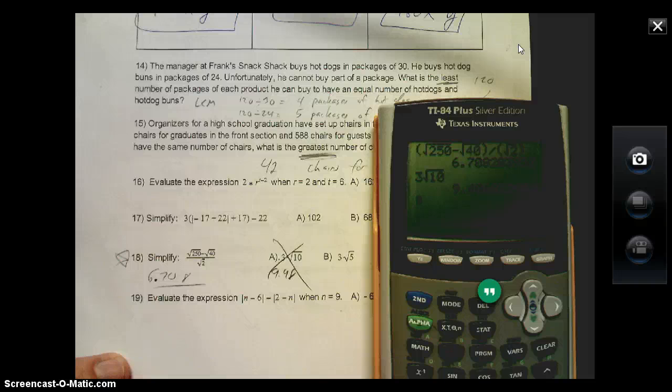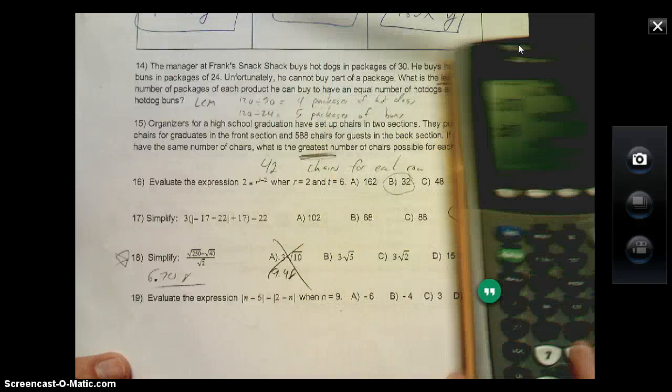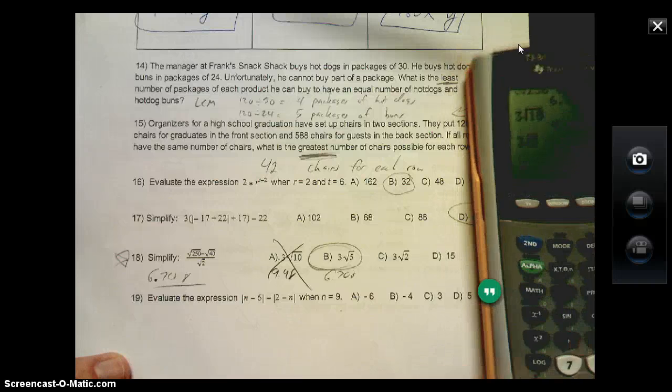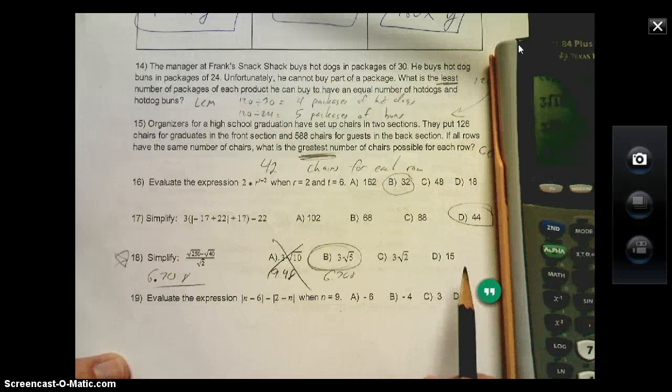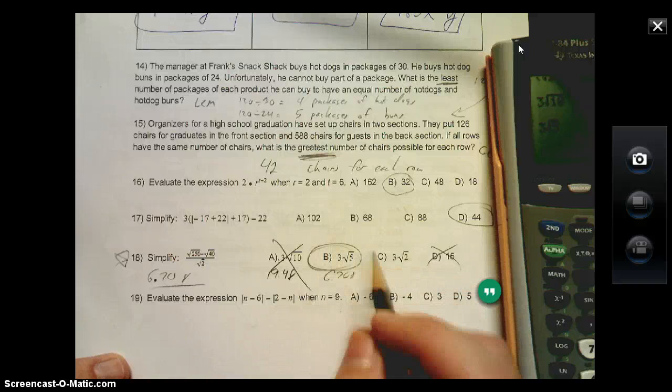Use the test to your advantage. 3 square root of 5. Sorry, it's kind of hard to see. There's your 6.708. Bingo. If you're really feeling like you're not totally sure, you can double check the rest of them. 15 clearly is not it. This won't work as well. Boom goes dynamite. You win.